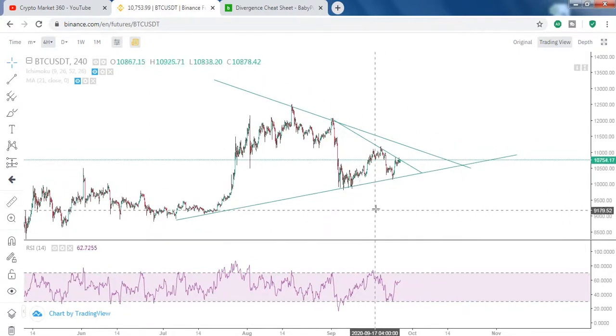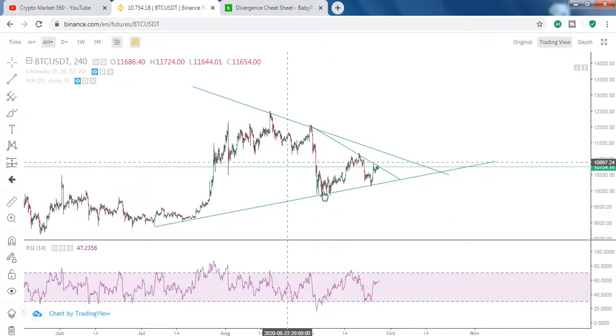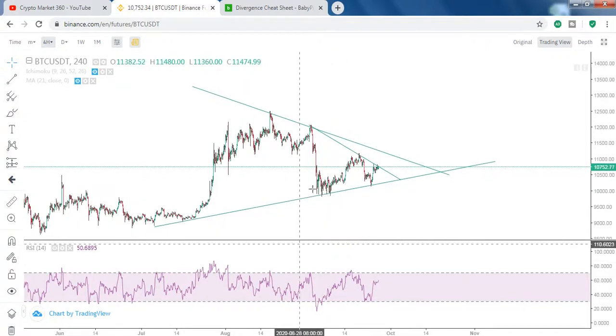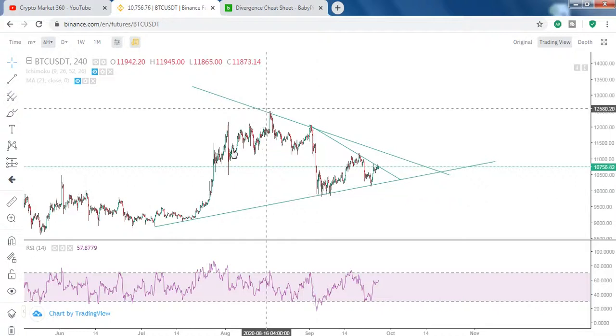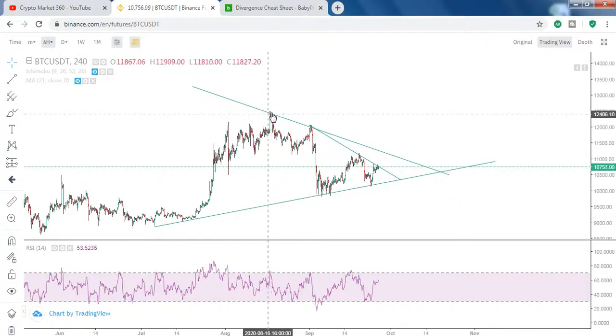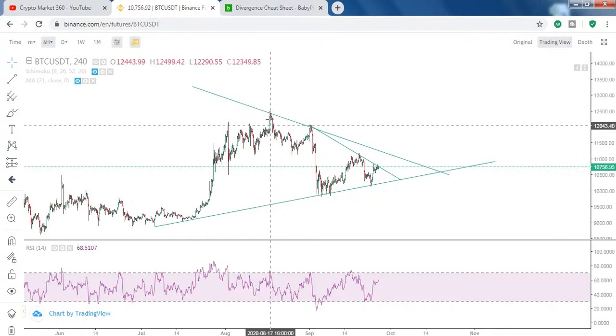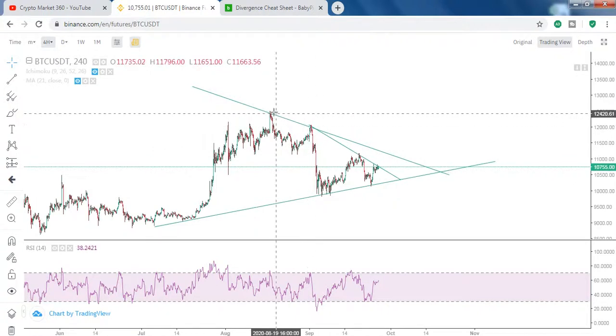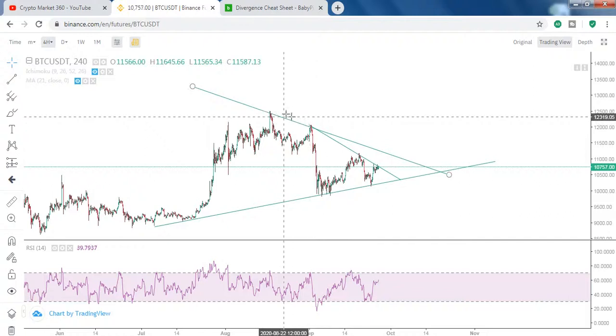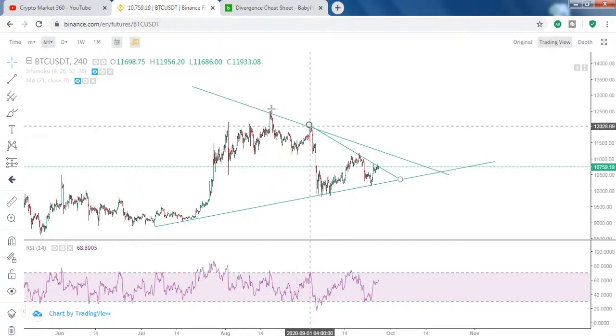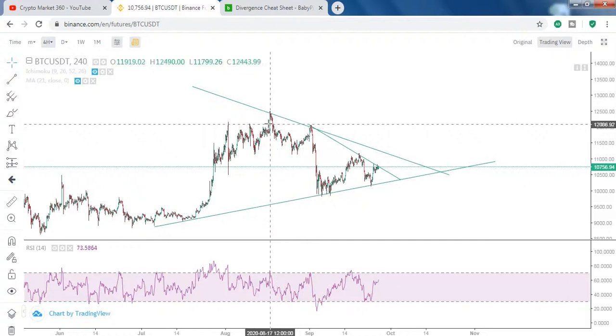Okay guys, let's see what divergence is. First of all, to see the divergence, we have to see that the price is moving. Here you can see the price has made a higher high, then it went to a lower high, so it makes a lower high and this is the higher high. We can see in this area the difference between the higher price and the lower high.